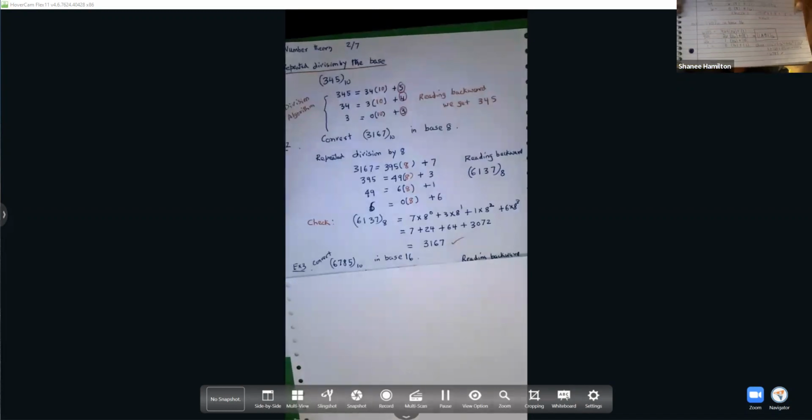Do I need to turn my camera around so you can see it? So what is your answer? 1A81. 1A81. Mm-hmm. How many of you agree with this? All of you agree, or are you still working?